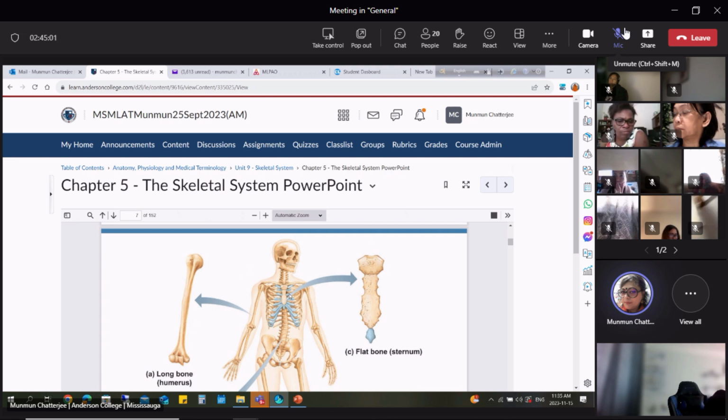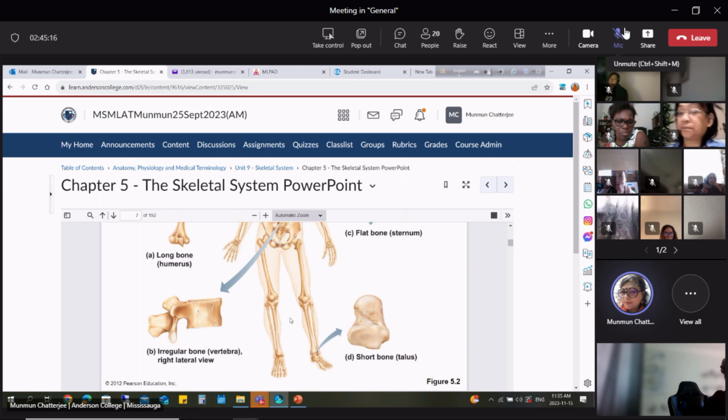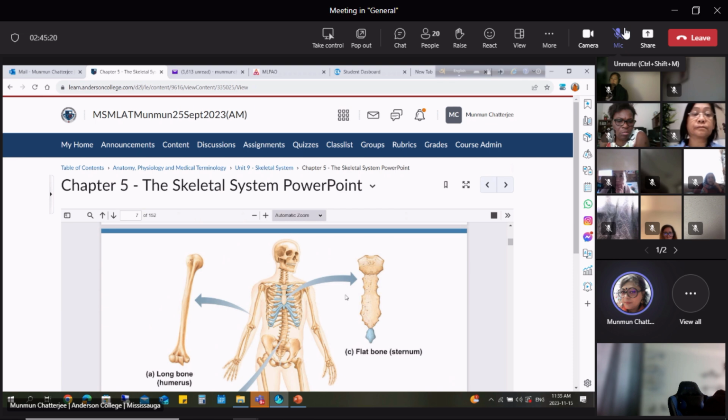See here, this is the sternum. These questions will come: give an example of a long bone, humerus. Is it a long bone, short bone, flat bone, or irregular bone? So the humerus is a long bone. In the same way, this is a long bone, the tibia. But this one is a flat bone, which is the sternum, in the center, connecting to the vertebrae.